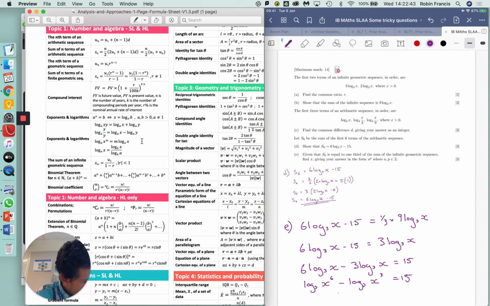And now I'm going to use my other law to combine my logarithms. So I can say log base 3 of x to the 6 over x to the 3 is equal to 15. Now the 6 and the 3 will cancel. I can subtract them using my laws of indices. So this subtract this, I can write a single x within there.